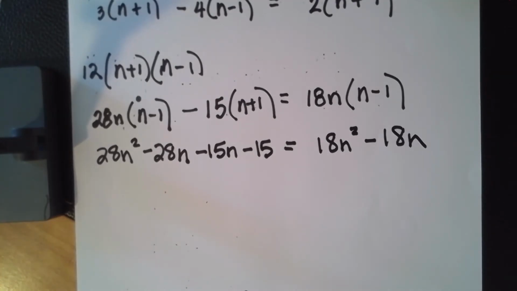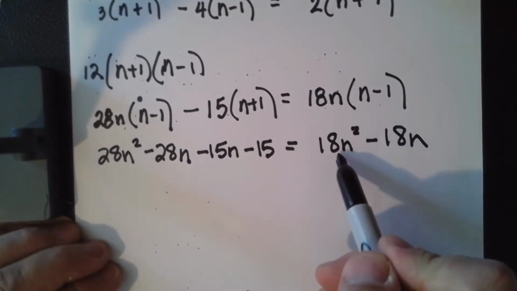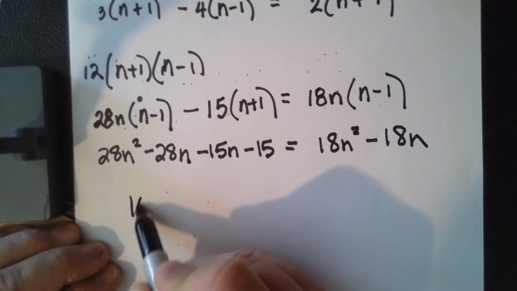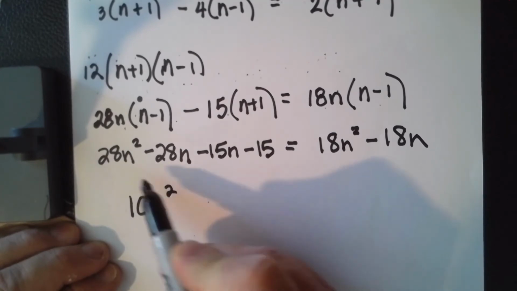Okay, now I'm going to get everything on the same side. So I've got an equation, or I can solve, looking like it's probably going to be a quadratic. Okay, so 18n squared, take it over here and subtract it. On this side I'll have 10n squared. So that took care of those.